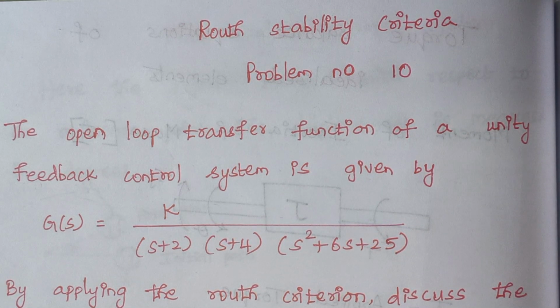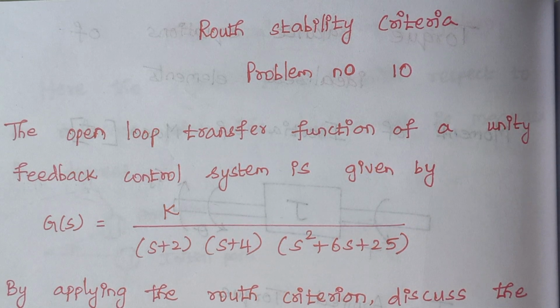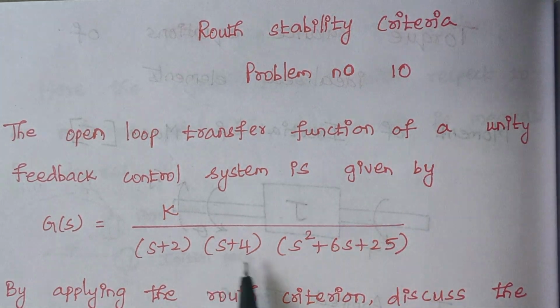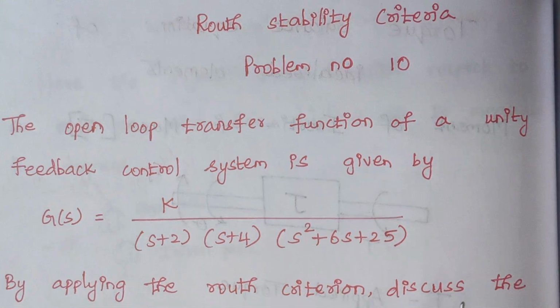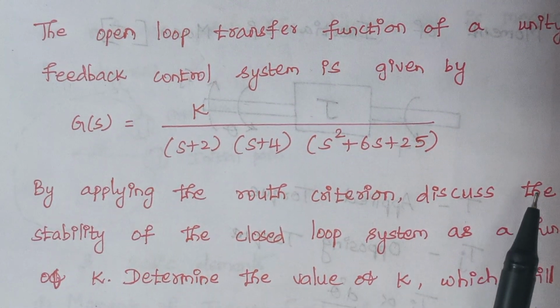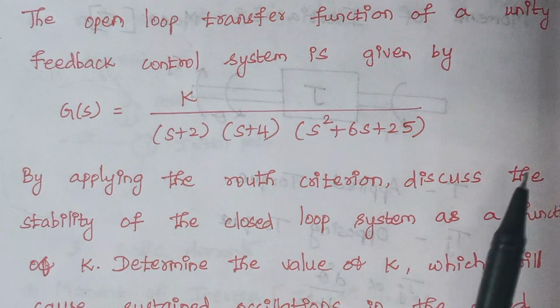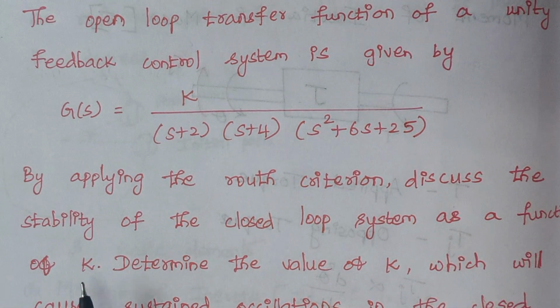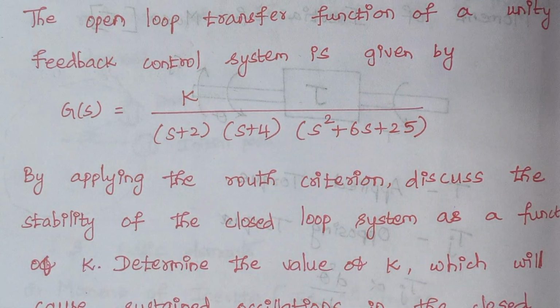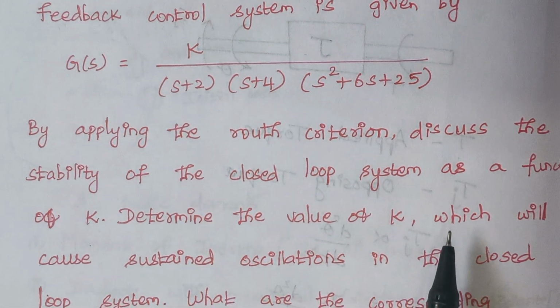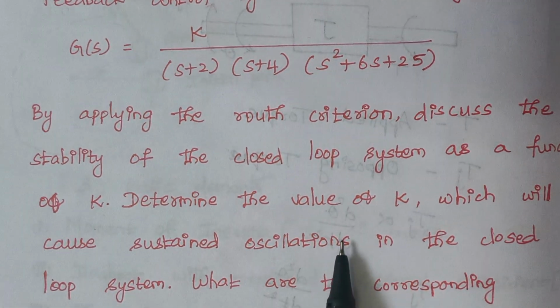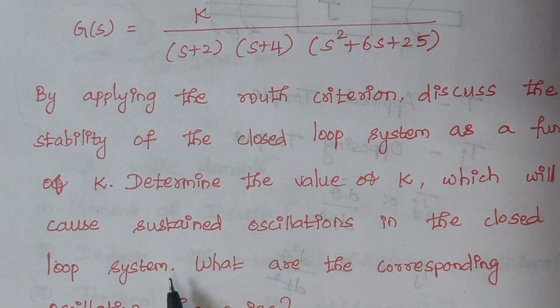Today we are going to solve problem number 10 under the category Routh stability criteria. The problem is: the open loop transfer function of a unity feedback control system is given by this expression. By applying the Routh criteria, discuss the stability of the closed loop system as a function of k. Here k is a constant. Determine the value of k which will cause sustained oscillations in the closed loop system.